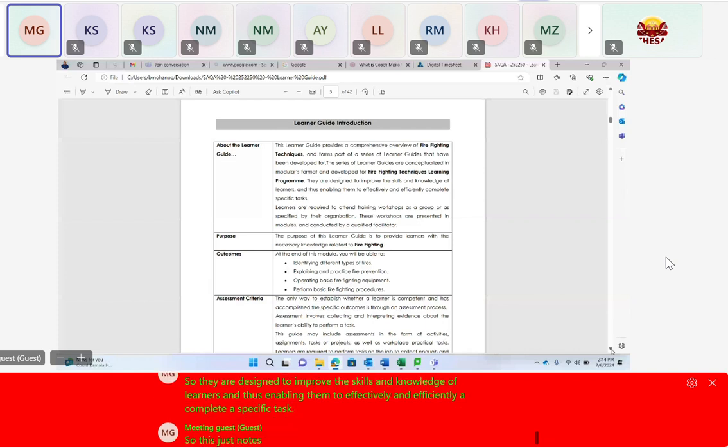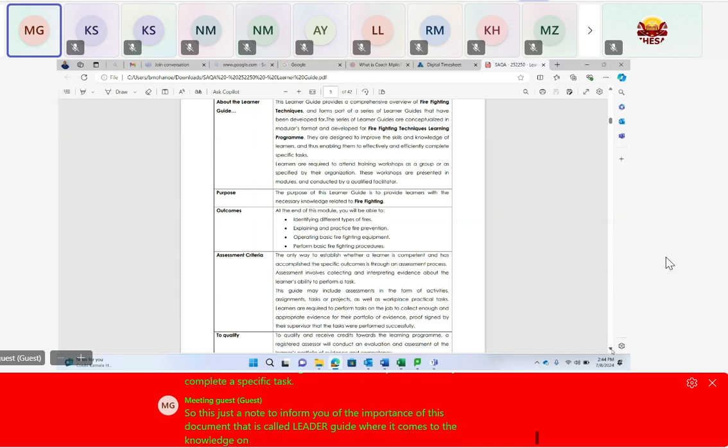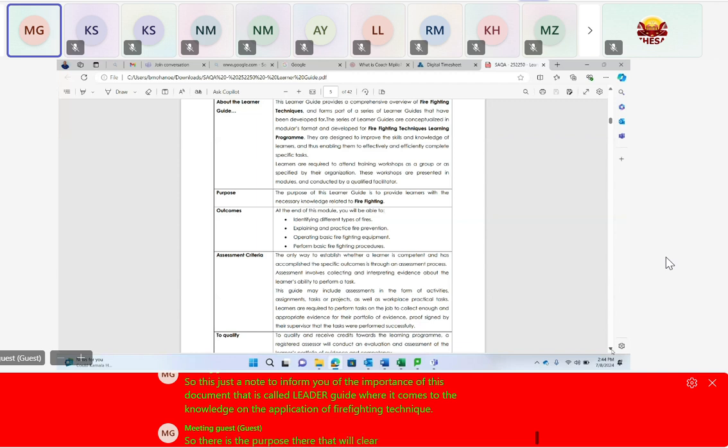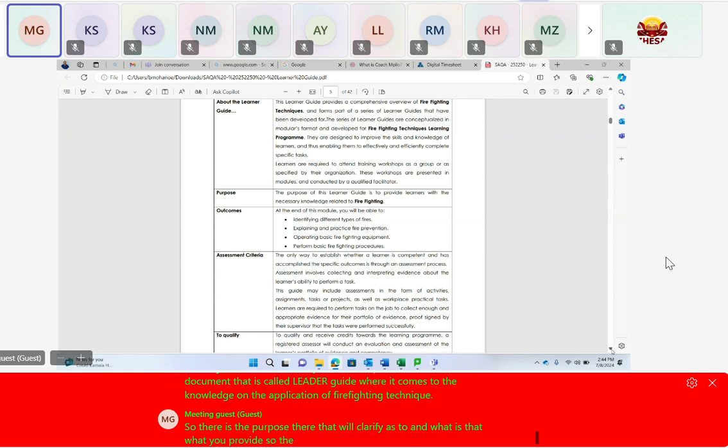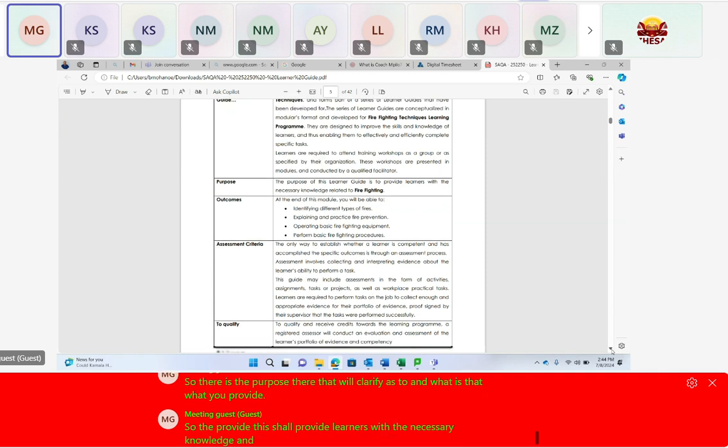Just to inform you of the importance of this document that is called Learner Guide when it comes to the knowledge on the application of firefighting technique. So there is the purpose there that will clarify as to what it is that we are to provide. This shall provide learners with the necessary knowledge relating to firefighting.